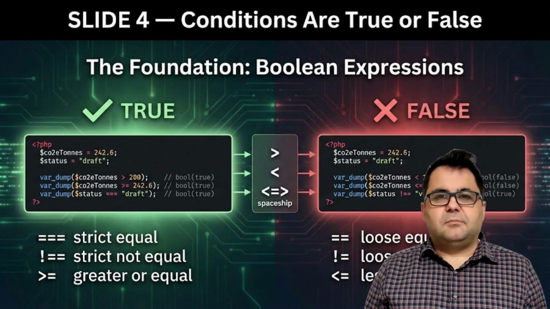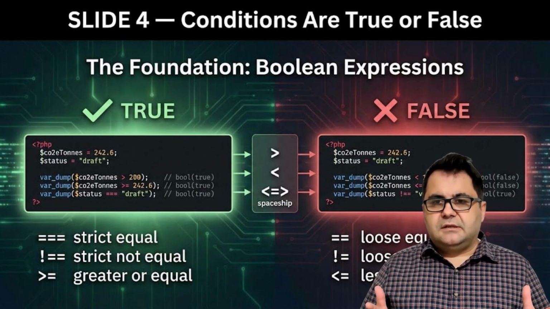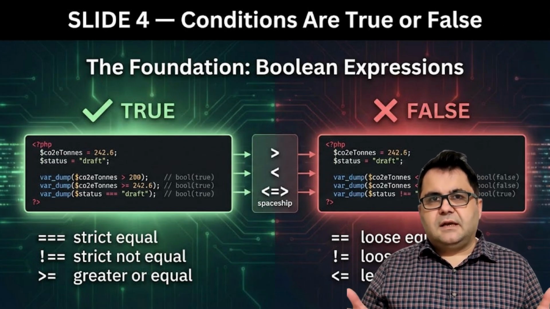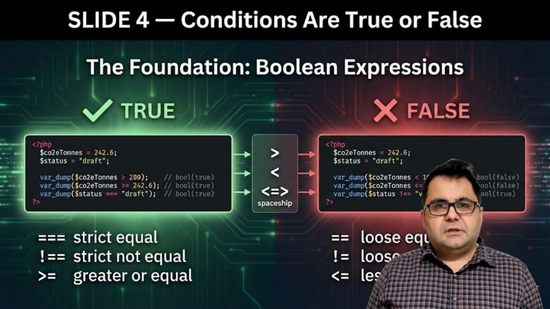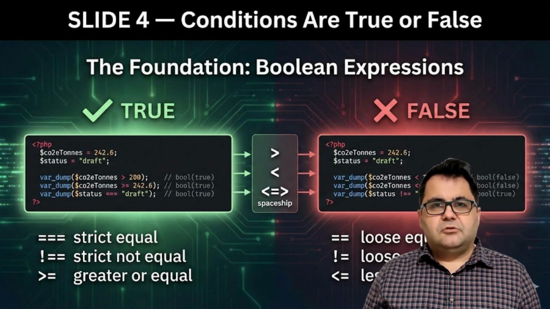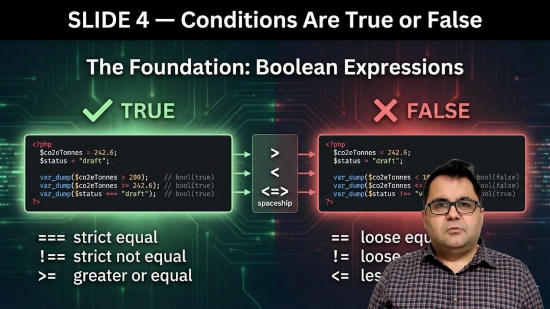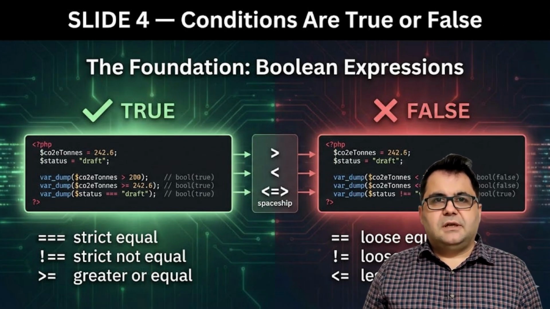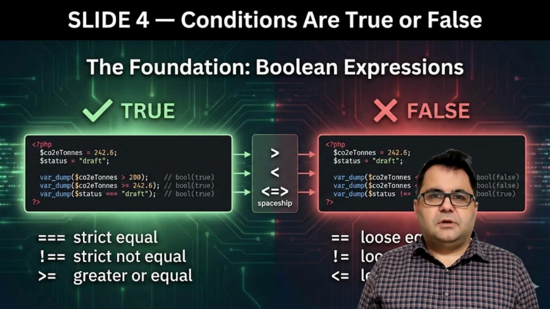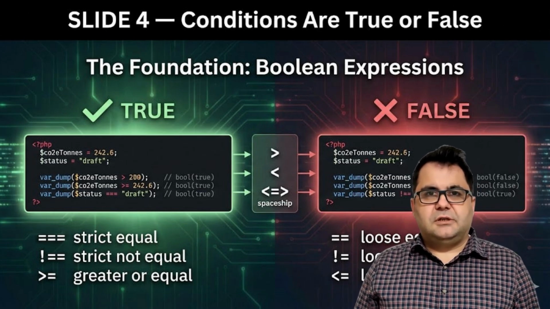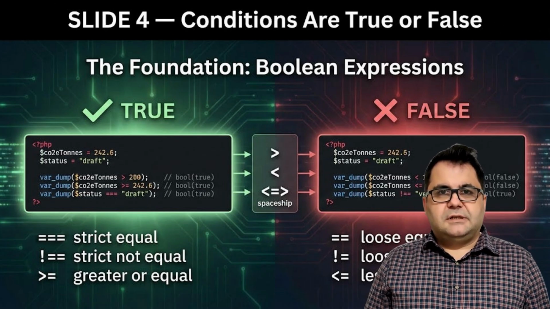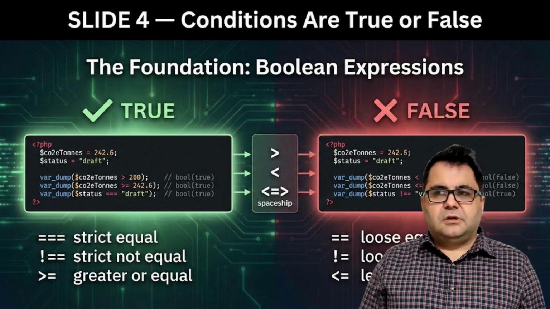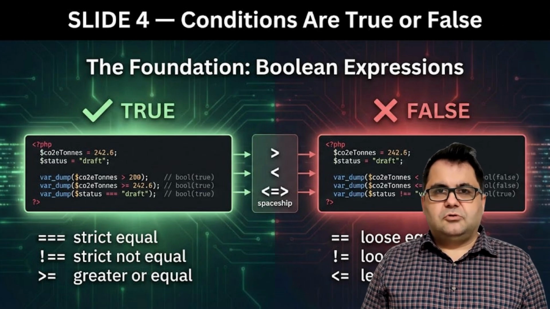PHP has the standard comparison operators: greater than, less than, equal, not equal, and their inclusive variants. Remember from last week, always use strict comparison, triple equal and triple not equal, to avoid type juggling surprises. The spaceship operator is special. It returns -1, 0, or 1, depending on whether the left side is less than, equal to, or greater than the right. We'll use it for sorting later.